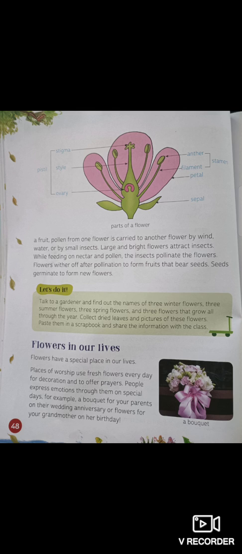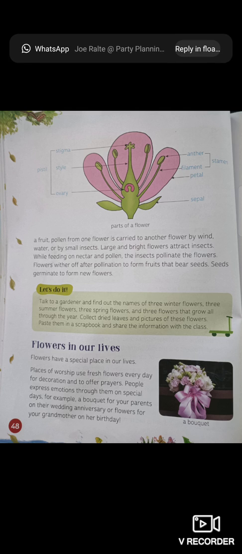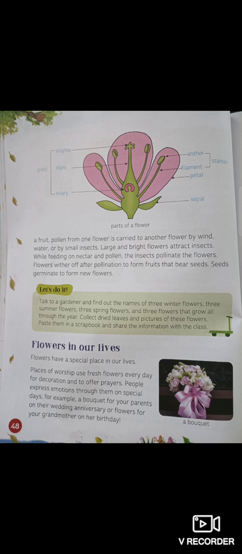And then by feeding on the nectar and pollen, the insects pollinate the flowers. So that is how the reproduction happens in plants, right? Through the flowers. Flowers wither off after pollination to form fruits that bear seeds. Seeds then germinate to form new flowers.